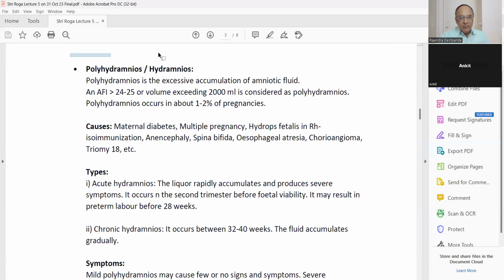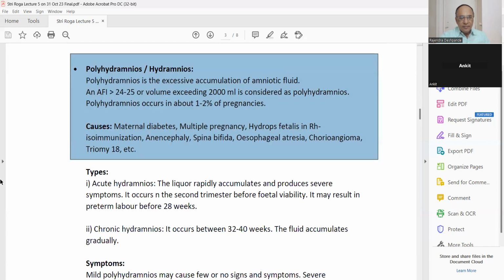Polyhydramnios. First we will see what it is and the causes. It is more accumulation of amniotic fluid. When the amniotic fluid index is greater than 25 or the volume exceeds 2000 ml, it is considered polyhydramnios. Poly means more. This occurs very rarely, in 1% of pregnancies. That means if 100 deliveries happen in the hospital, only one lady will have this. Polyhydramnios is diagnosed by sonography. Always remember.